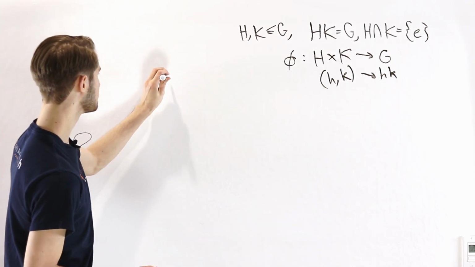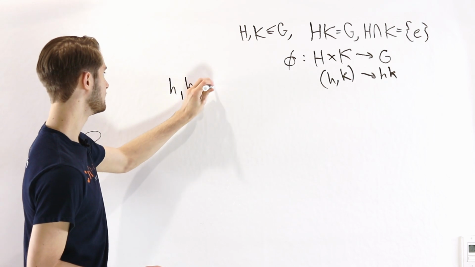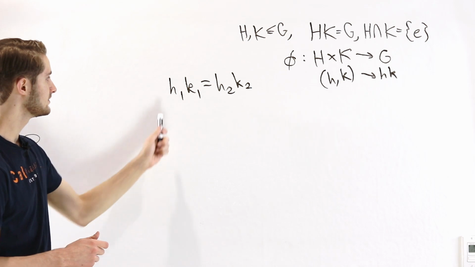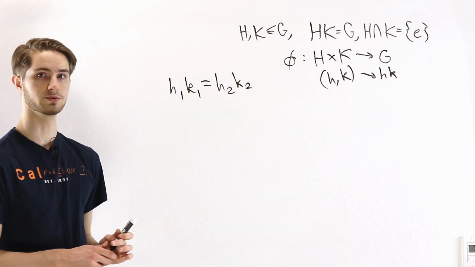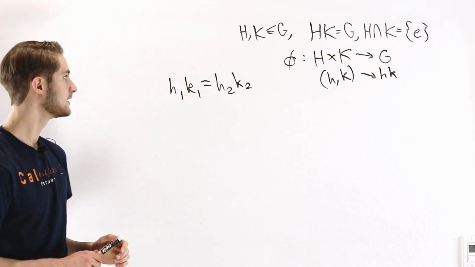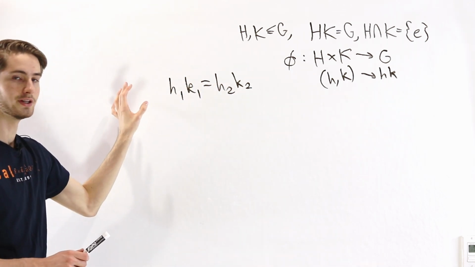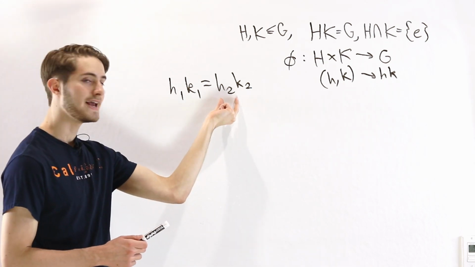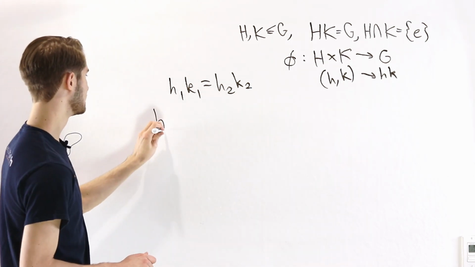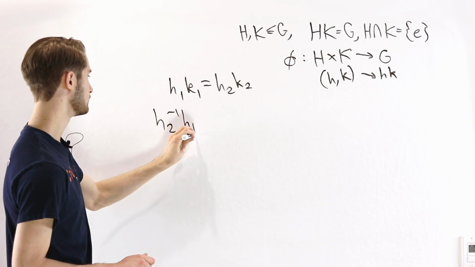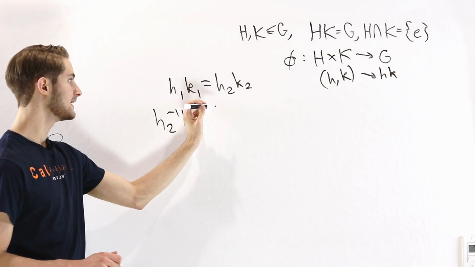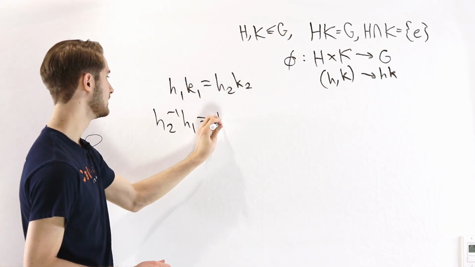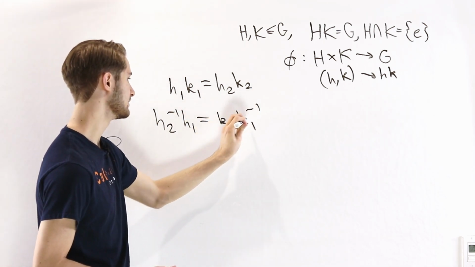To do that, let's suppose that we have two elements, H1K1 and H2K2, that are equal. We want to show that this means H1 equals H2 and K1 equals K2. In order to do that, let's isolate all of the H's on the left side and all of the K's on the right side. So we're going to multiply by H2 inverse on the left. So we get H2 inverse H1. And then we're going to multiply by K1 inverse on the right. So that gives us over here K2 K1 inverse.